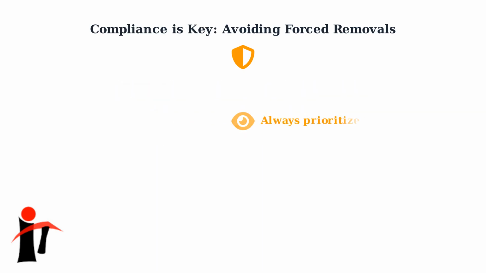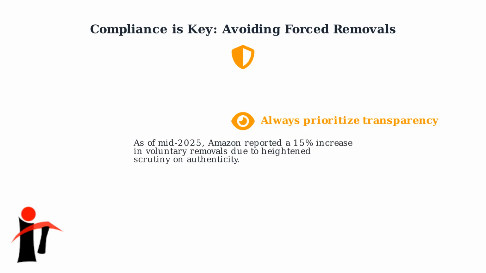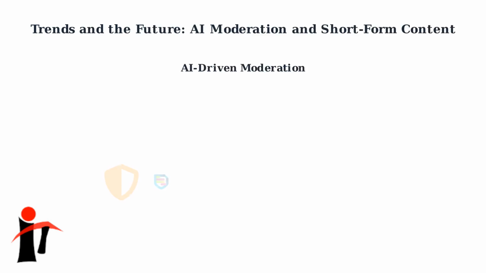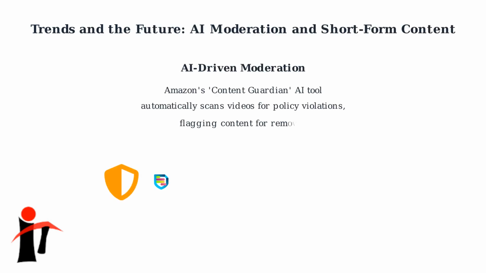As of mid-2025, Amazon reported a 15% increase in voluntary removals due to heightened scrutiny on authenticity. Always prioritize transparency to protect your influencer career. The influencer landscape is rapidly evolving with new technologies and content formats.